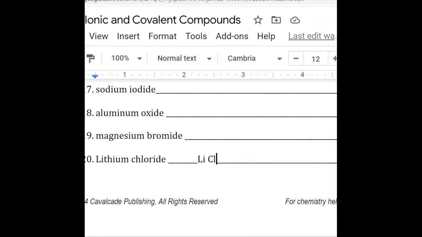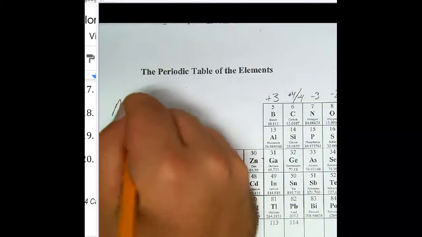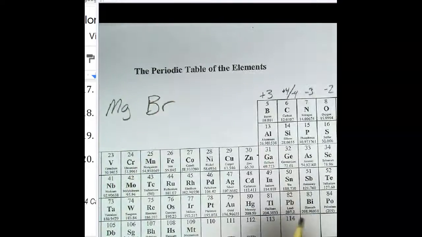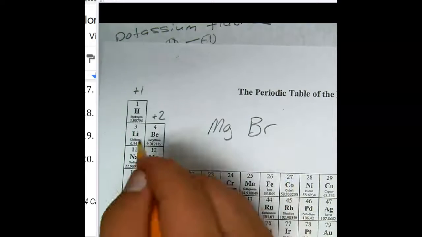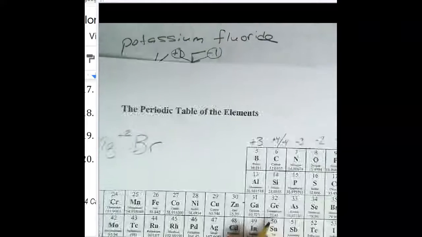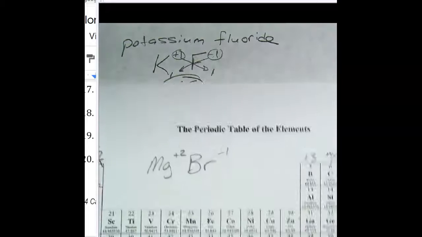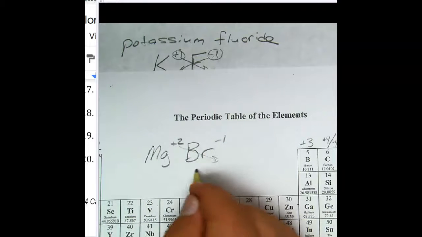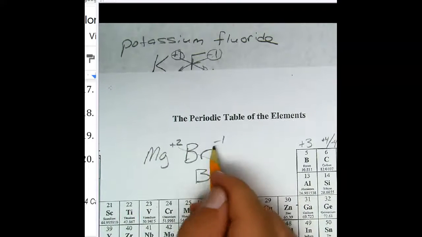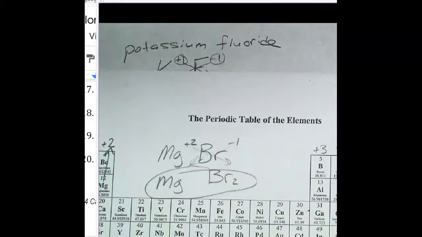Let's try magnesium bromide, and I'm going to show you how to do it. So magnesium and bromine. If you look, magnesium has a +2 charge. Bromine, way over here, has a -1 charge. When you crisscross, that means you have 2 Brs. And remember, I ignore the negative, so I have 1 Mg. And that's your answer.